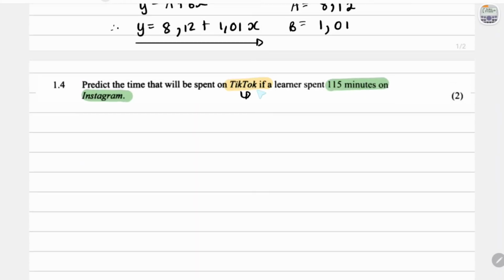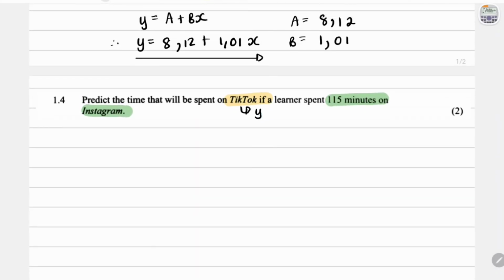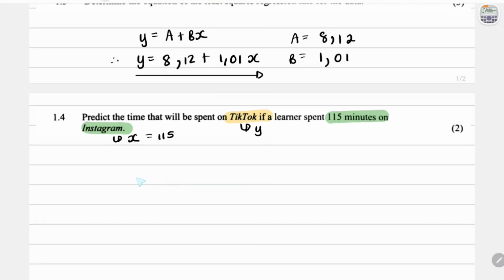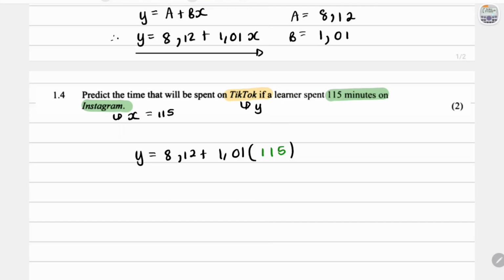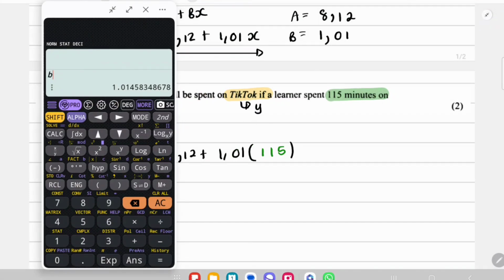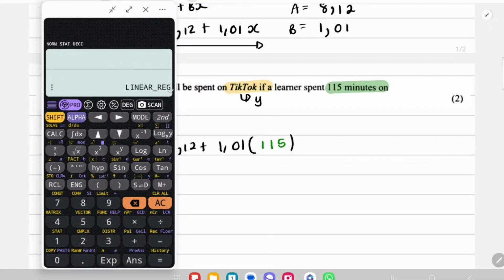So they're really asking you to find the y value if your x value, which is Instagram, because Instagram was on the x-axis, is equal to 115. We can use the equation to do that. So y equals 8.12 plus 1.01, and in place of x, we're going to substitute our 115 minutes. And you can calculate this on your calculator. So you don't have to worry about the fact that the data is here. It can actually still do calculations normally.